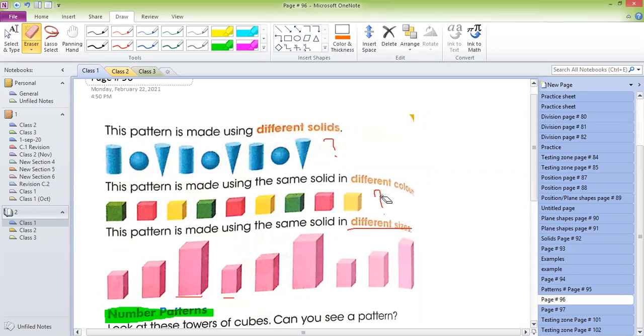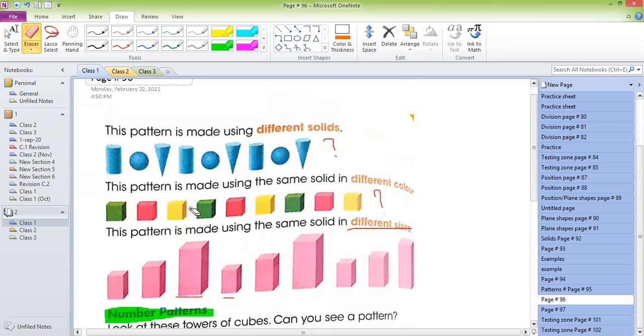Okay. After the green cube, which color cube will be there? So you will say, sir, it will be red. How do you know? Because in the pattern, after the green cube, there is a red cube. And if I ask you after the red cube, which color cube will be there? So you will say, sir, it will be yellow as per the pattern.